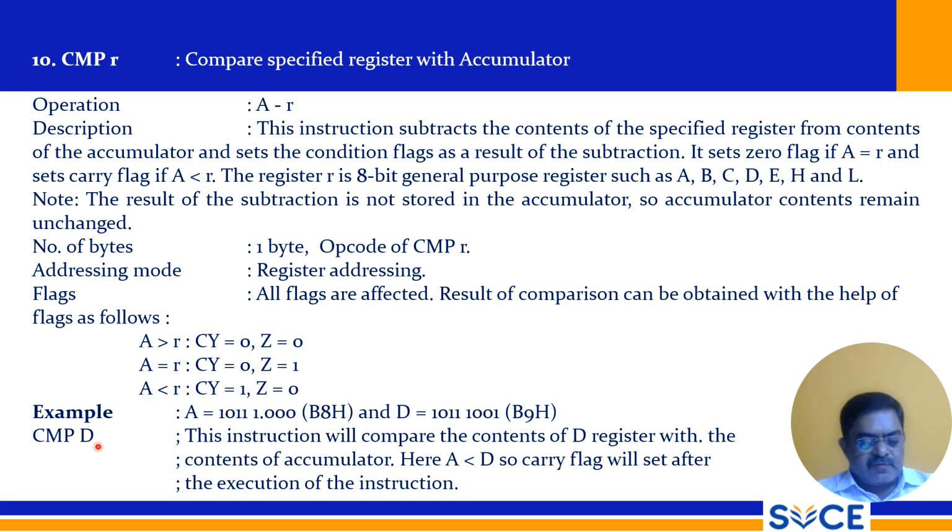And we have A equal to this number B8H, and D is equal to B9H, and this instruction will compare D register with the contents of accumulator. Here A is less than D, so carry flag will be set after the execution of the instruction. So this is the compare instruction.